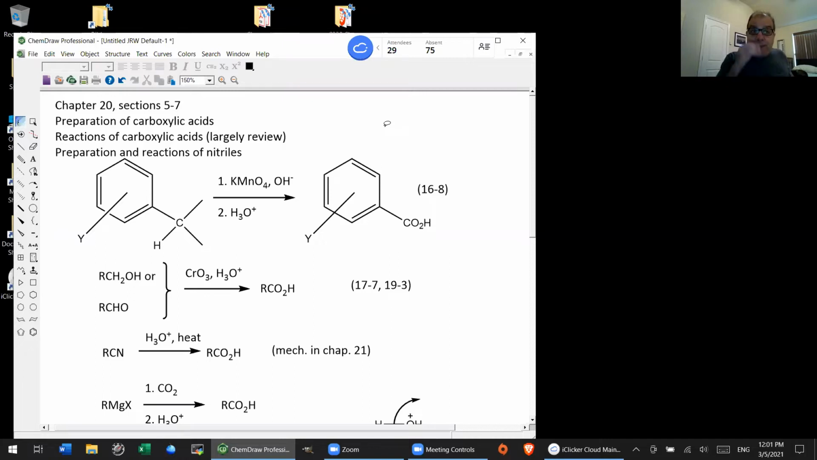There's quite a bit of review in today's material. A lot of it's review for the exam, actually, so it works out really well. But I want to talk about preparation and reactions of carboxylic acids, and then preparation and reactions of nitriles. That's basically it. And based on what we just experienced in the previous section, I would say that maybe 75, 80% of today's material is review. So it's going to be very relaxing.